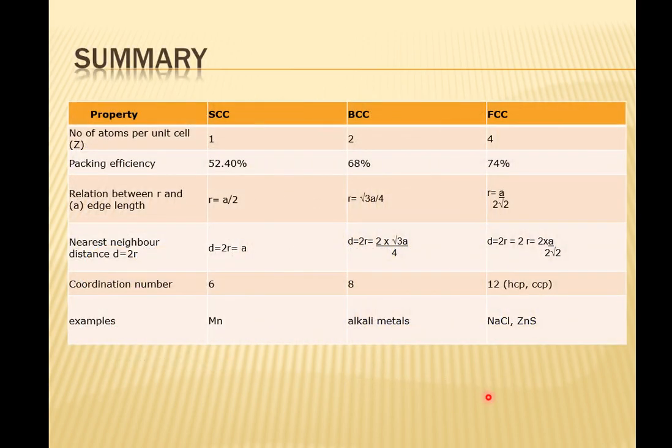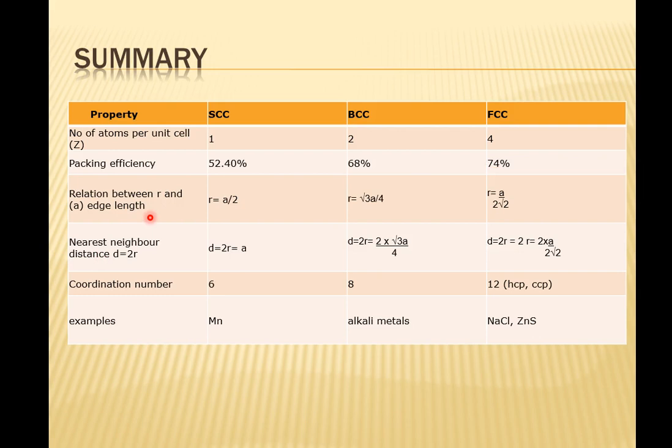Now students, I have summarized all these relations in a tabular form. This is simple cubic, body-centered cubic and face-centered cubic. First column says number of atoms per unit cell. For simple, it is 1, body-centered, it is 2, face-centered, it is 4. Then packing efficiency for simple 52.4%, for body center 68%, for face center 74%.